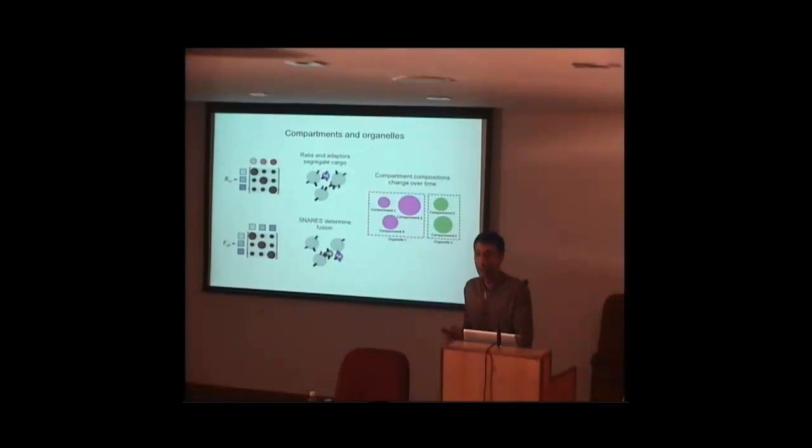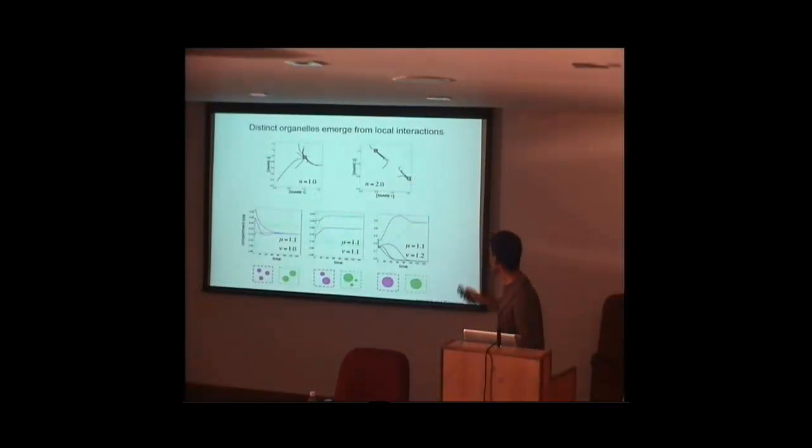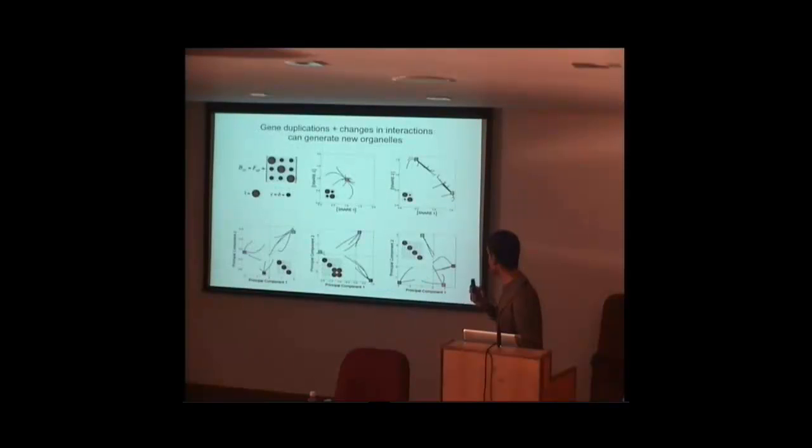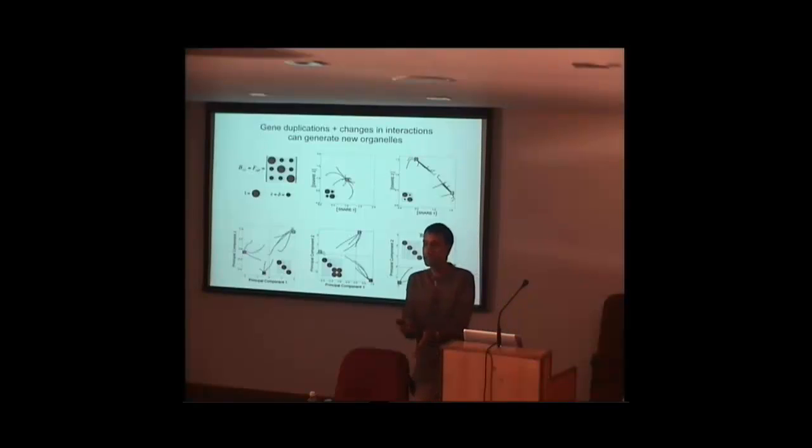More importantly, I'm going to skip through this particular slide. More importantly, in our model, you can actually evolve the cell where you start from one compartment, go to 2 compartments, 3 compartments, 4 compartments and so on. In our model, you can actually add compartments by duplicating genes. So this is what the basic hypothesis was. All we do is change basic molecular interactions, and what that ends up doing is it changes the morphology of the cell itself.